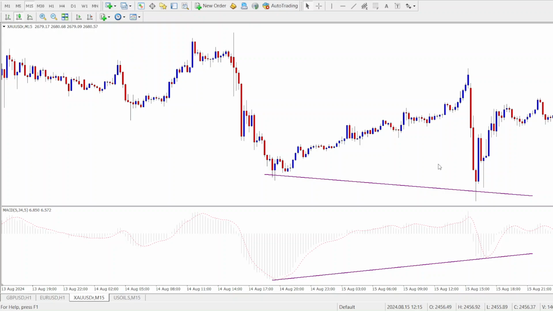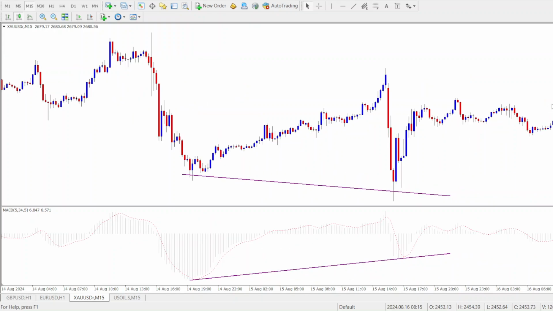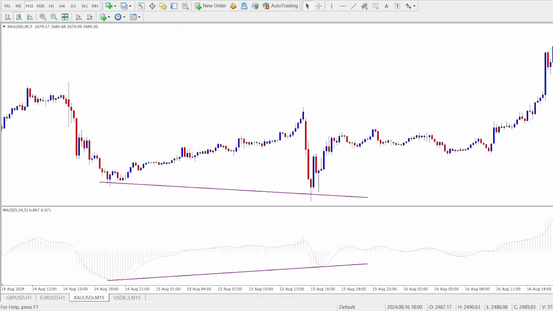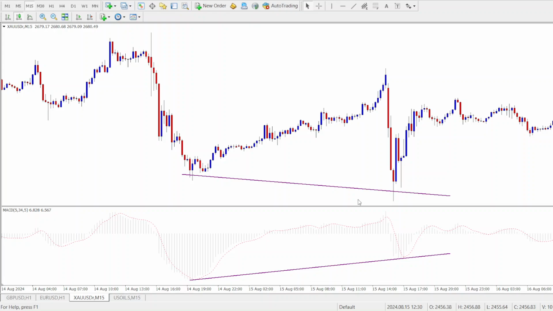The hidden divergence somehow follows the regular structure of a bullish trend and a bearish trend. So you would actually see a higher low in an uptrend and a lower high in a downtrend, but the MACD shows the opposite. So you will be seeing a lower low in an uptrend for the MACD, and a higher high for a bearish trend. That is, for a bearish trend, you will see a higher high on the MACD. The lower low is for the uptrend and the higher high is for the downtrend.